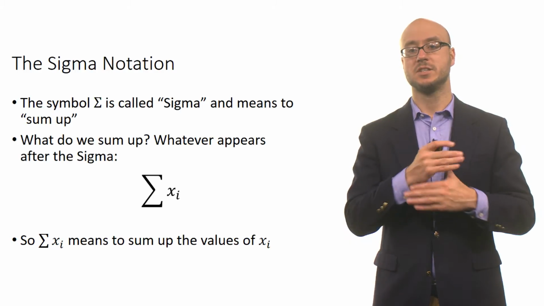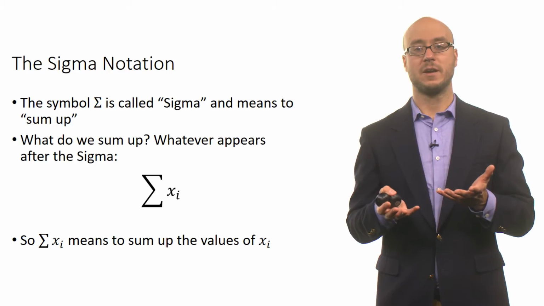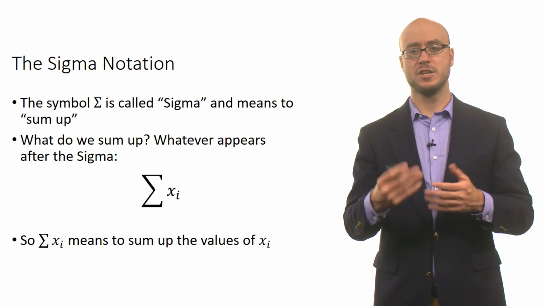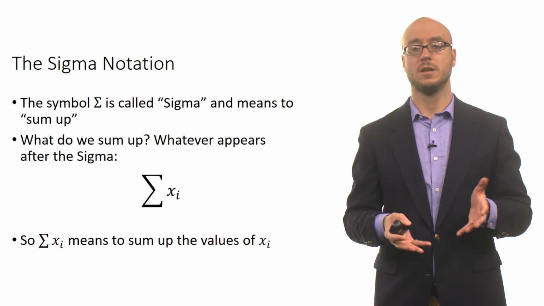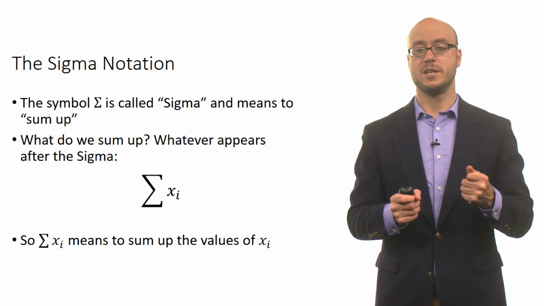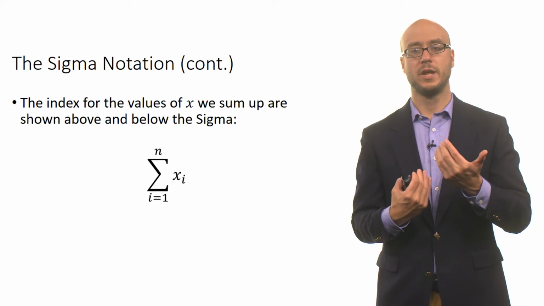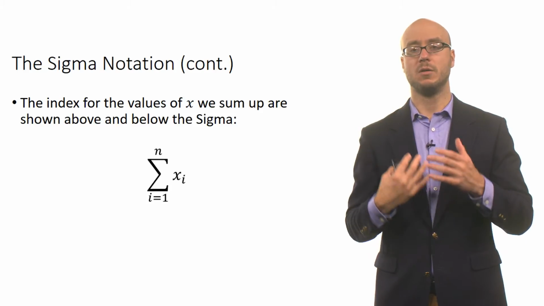What this is telling us is to just sum up the values of xi. If whatever appeared after the sigma were xi squared, you'd sum up the values of xi squared. So anything could appear after the sigma, and the point is you're just summing up whatever is after that sigma. We also like to clarify the notation for sigma a little bit further by putting notation above and below.